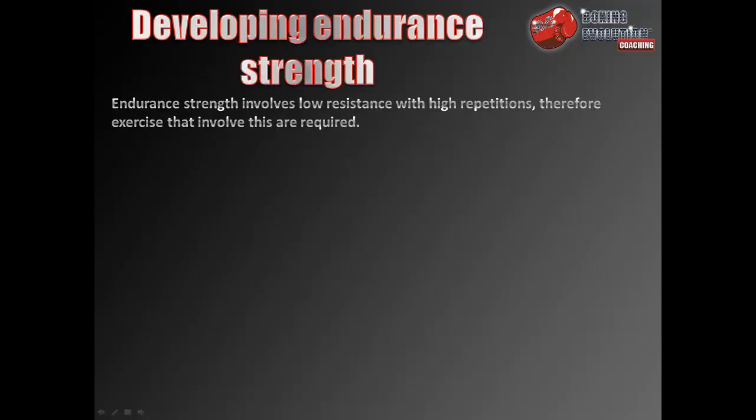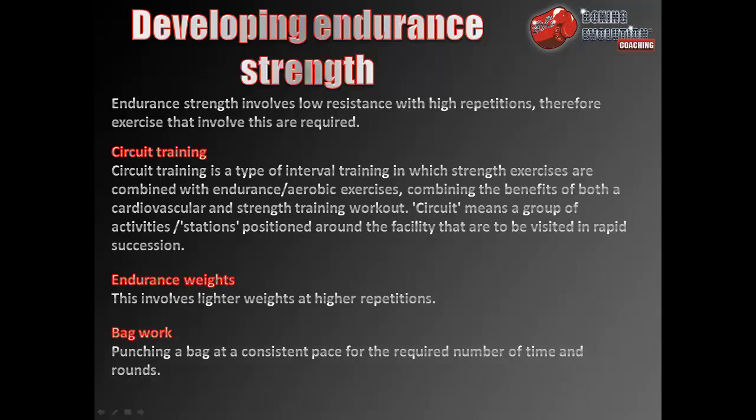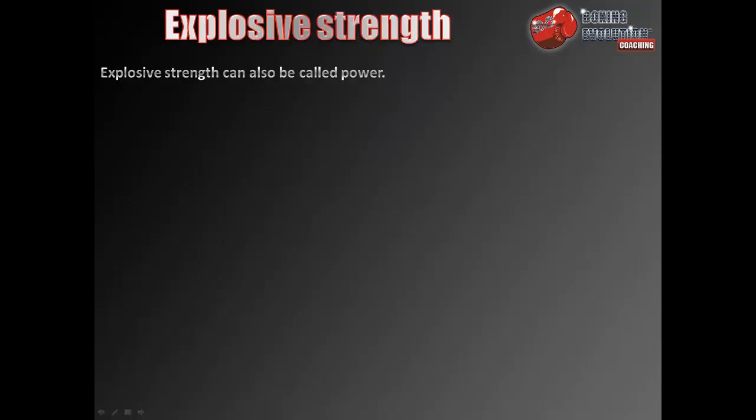Developing endurance strength. Endurance strength involves low resistance with high repetitions, therefore exercises that involve this are required. Circuit training. Circuit training is a type of interval training in which strength exercises are combined with endurance and aerobic exercises, combining the benefits of both cardiovascular and strength training. Circuit means a group of activities or stations positioned around a facility that are to be visited in rapid succession. Endurance weights. This involves lighter weights at higher repetitions. Bag work. Punching a bag at a consistent pace for the required amount of time and rounds.